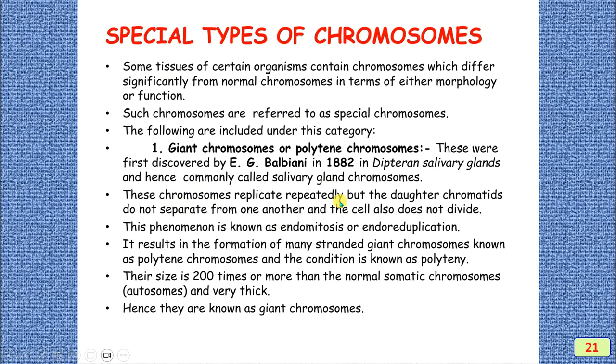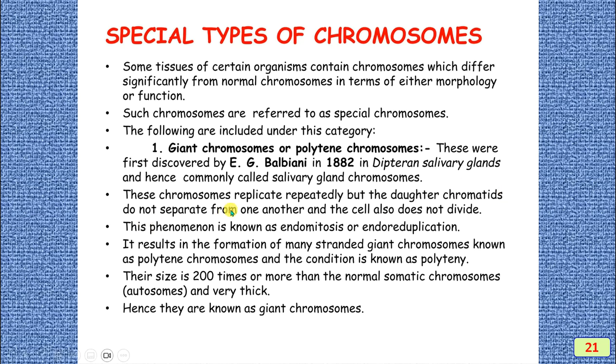Then what are the special types of chromosomes? There are varieties of chromosomes. Other than the normal chromosomes, they are called special types of chromosomes. Number one, the giant chromosomes or polytene chromosomes, were first discovered by E.G. Balbiani in 1882 in the salivary glands of dipterans and hence are commonly known as salivary gland chromosomes.